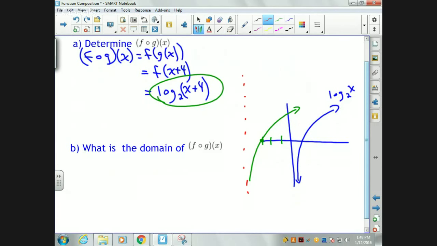What's the domain of this green function that I just put on the board? I heard a negative 4 and a 5. Any 3s?